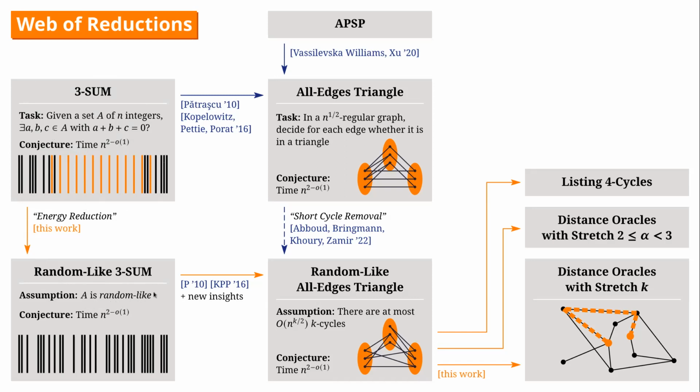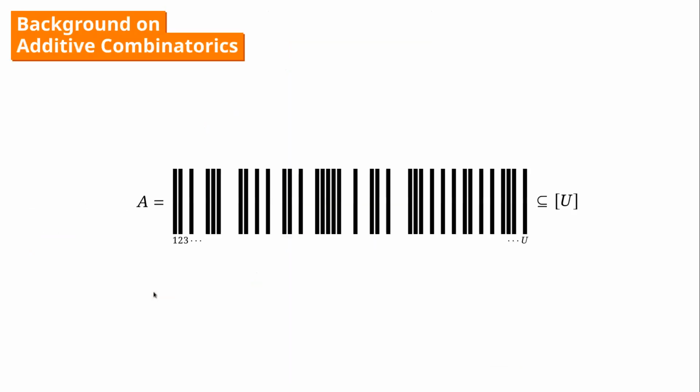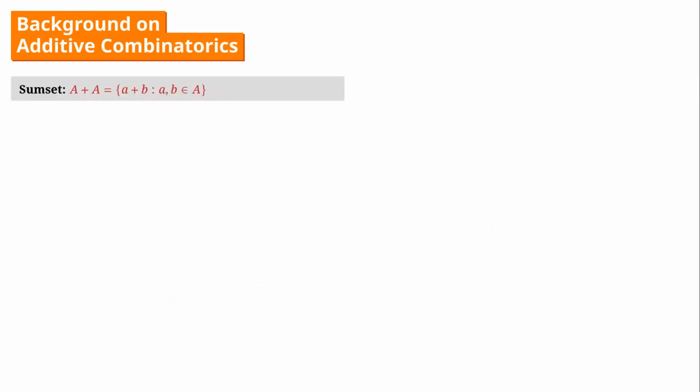So let me start with some background on additive combinatorics. Throughout, I will use these pictures to denote a set, where a bar means that I have included the respective element, and an empty bar means I have excluded it. They're more or less just for visualization purposes. You don't have to worry about that. Okay, here's the first very important definition.